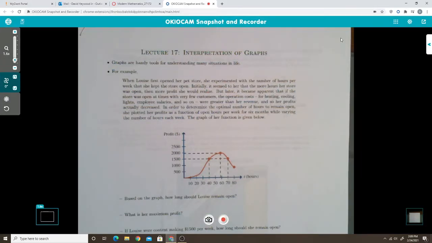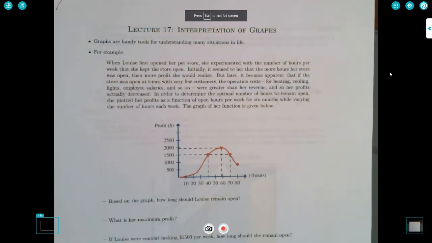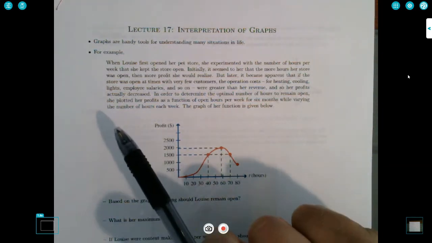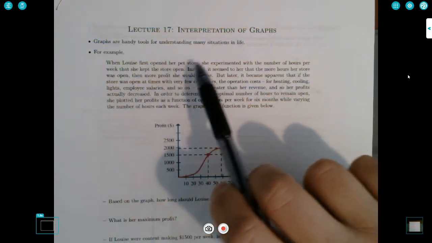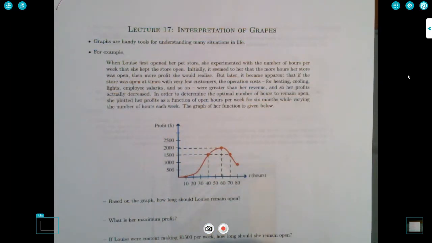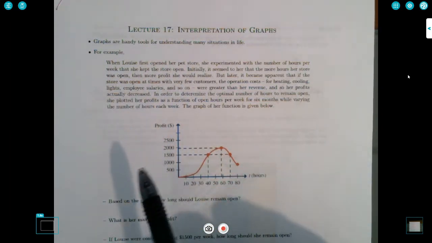All right. So moving on to our next topic, we're going to finish up our discussion of graphs by just looking at an interpretation of graphs. Pretty straightforward stuff, but graphs are really handy tools for understanding lots of situations in life. So let me give you an example of one.